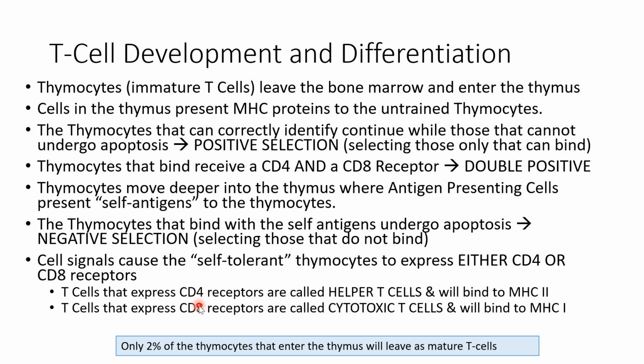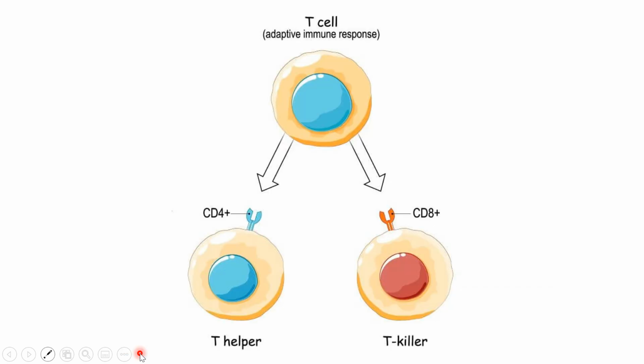So cell signals cause the self-tolerant thymocytes to express either CD4 or CD8. Those that express CD4 become helper T cells and will bind to MHC2 receptors. Those that express the CD8 receptors are called cytotoxic T cells, and they will bind to MHC1 receptors. Believe it or not, of the thymocytes that enter the thymus, only 2%, this is amazing, only 2% actually leave the thymus gland as mature T cells. 98% of the thymocytes that enter the thymus gland get destroyed by the thymus gland. Not a good turnover ratio here.